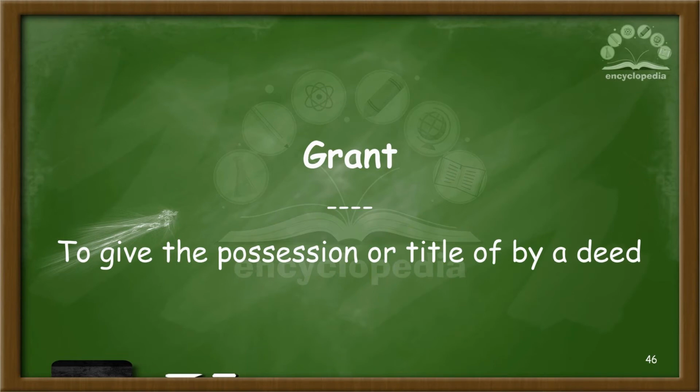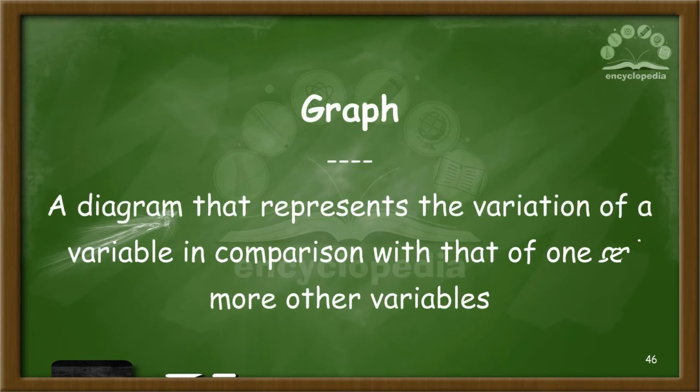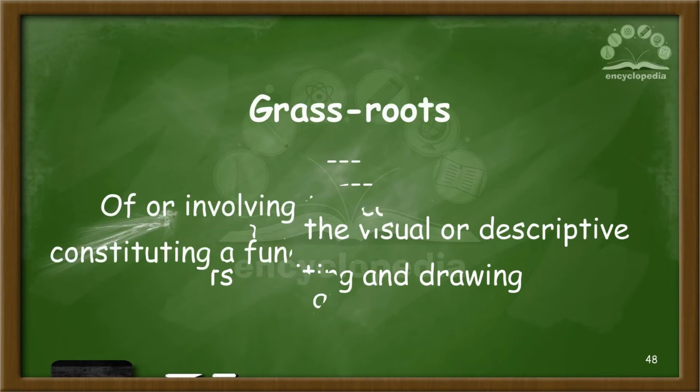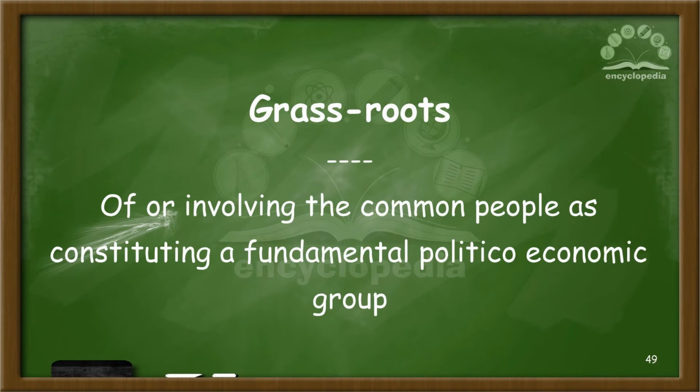Grant. Grant means to give the possession or title of by a deed. Graph. Graph means a diagram that represents the variation of a variable in comparison with that of one or more other variables. Graphic. Graphic means of or relating to the visual or descriptive arts, writing and drawing. Grassroots. Grassroots means of or involving the common people as constituting a fundamental politico-economic group.